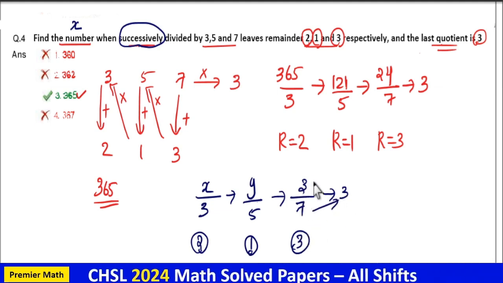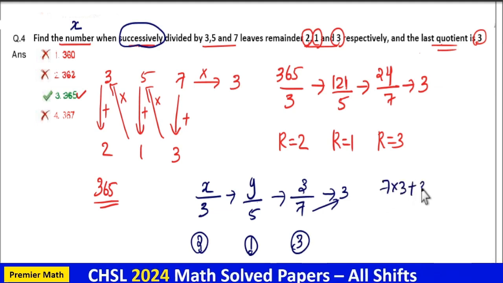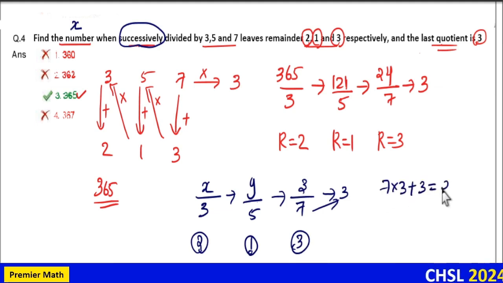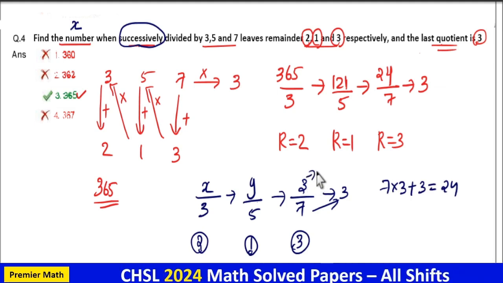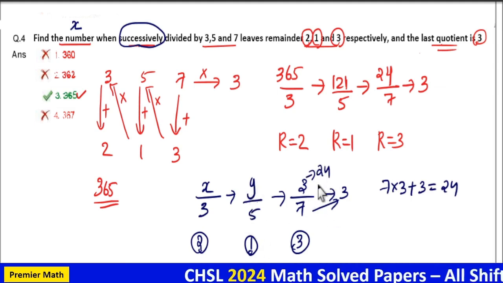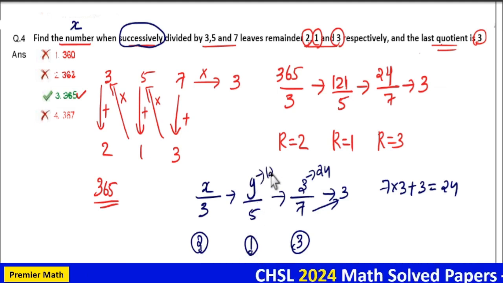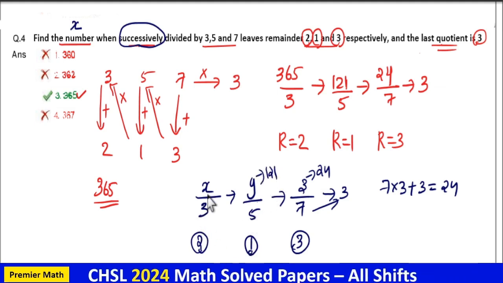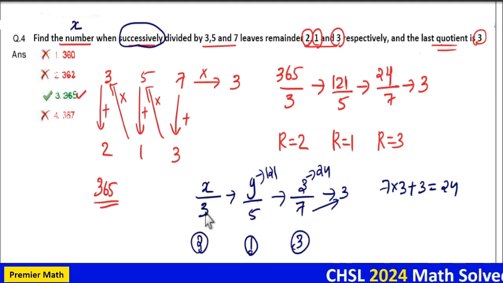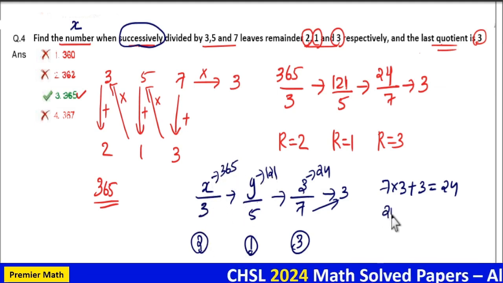7 into 3 plus 3 is z. That is 24. So z is equal to 24. Again y is equal to 24 into 5 plus 1. That is 121. Again x is equal to 121 into 3 plus 2, 365.